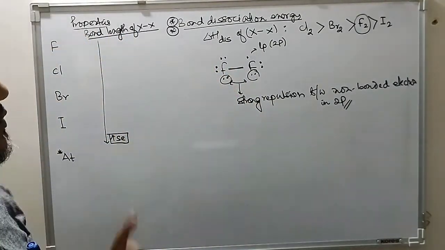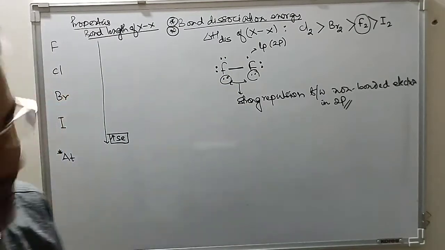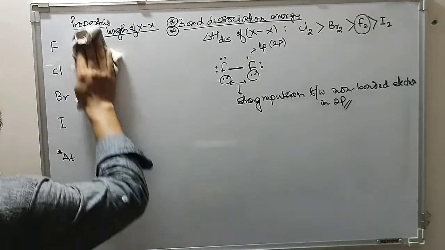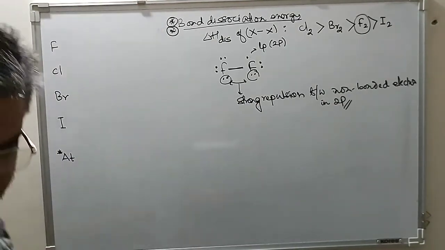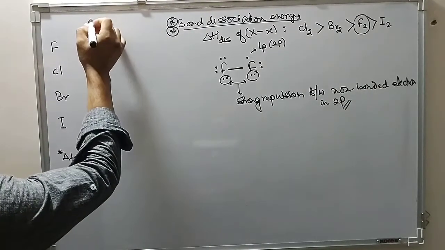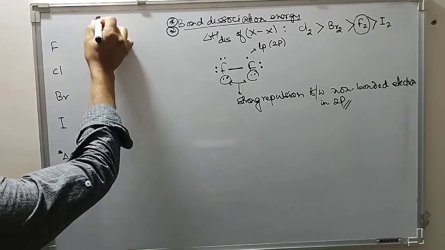So this is the bond dissociation energy of halogens. Now coming to next, ionization energy.